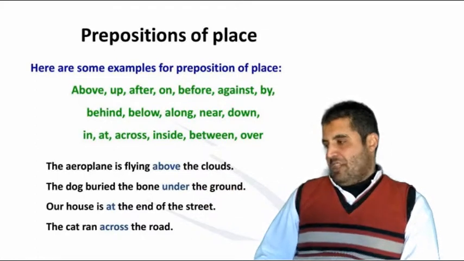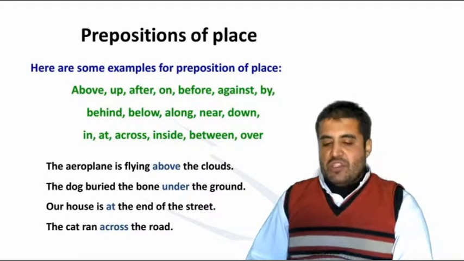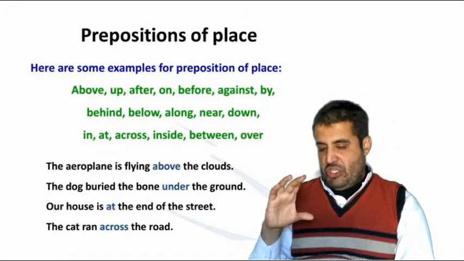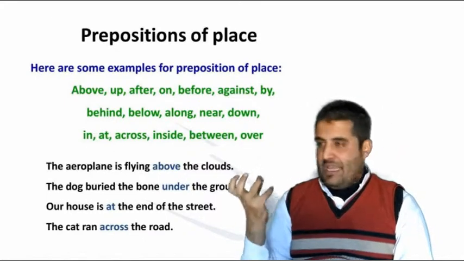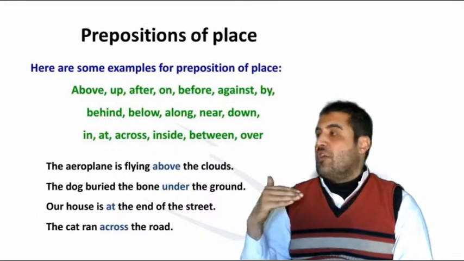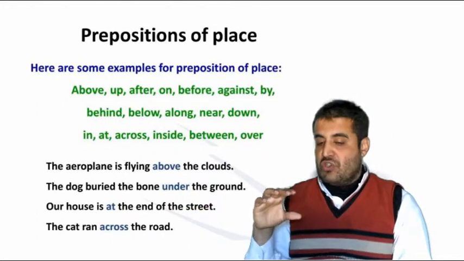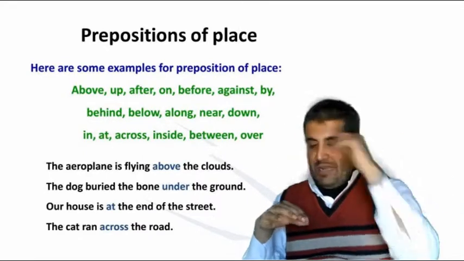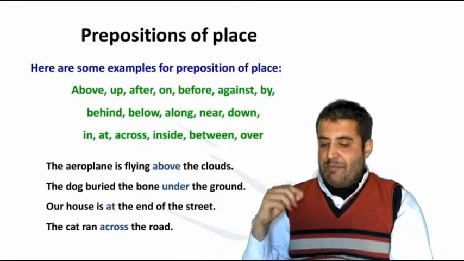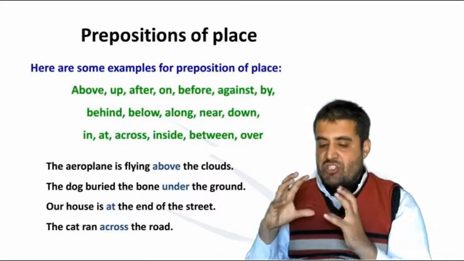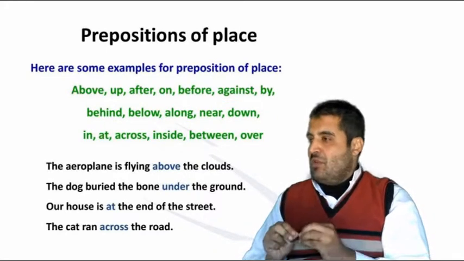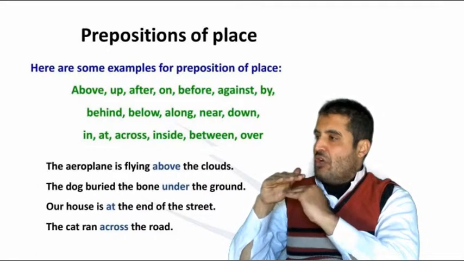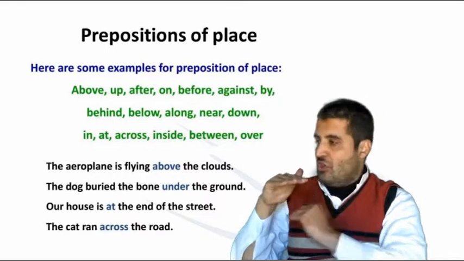Now look at the examples in the uses of the sentences, okay? The airplane is flying above the clouds. Here it shows us the place of the aeroplane, where the aeroplane flies, okay? So above shows the aeroplane is above the clouds. It shows the position of the aeroplane. The second one is: the dog buried the bone under the ground. So this under shows us where the bone has been buried. Here it shows us the position of the bone, that the bone is under the ground.